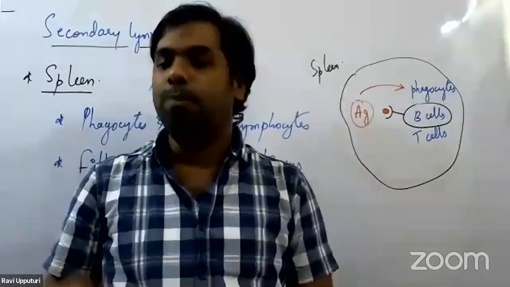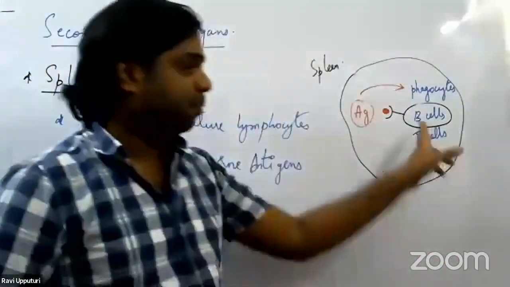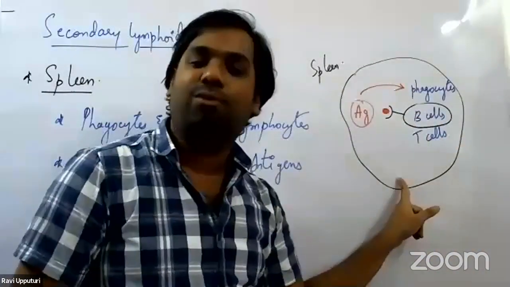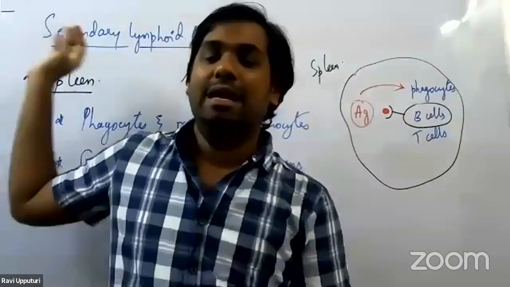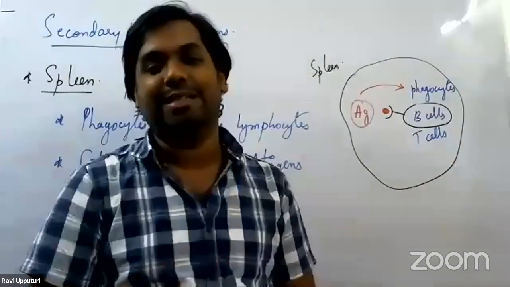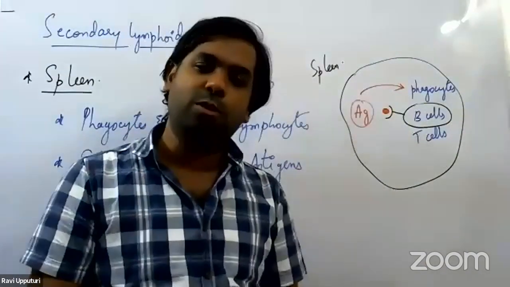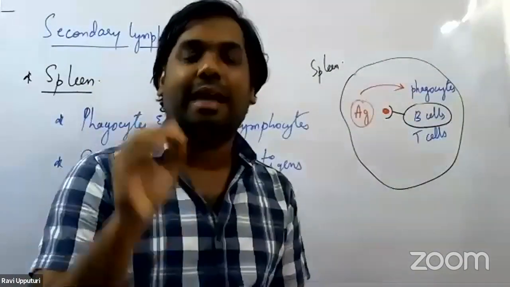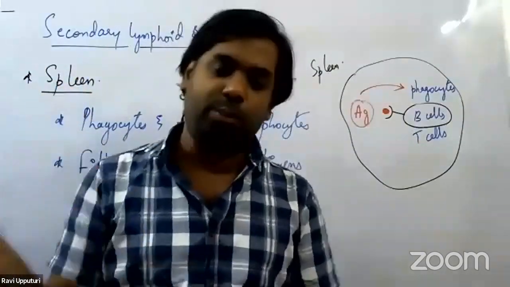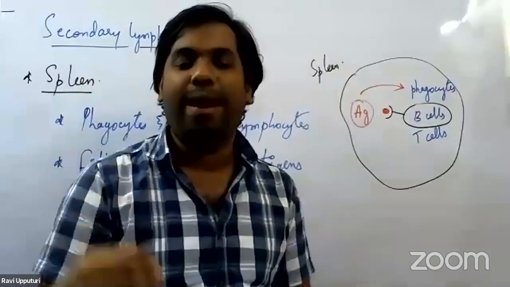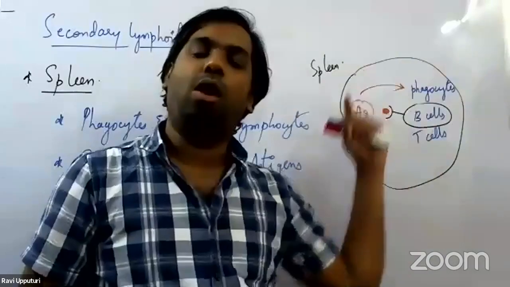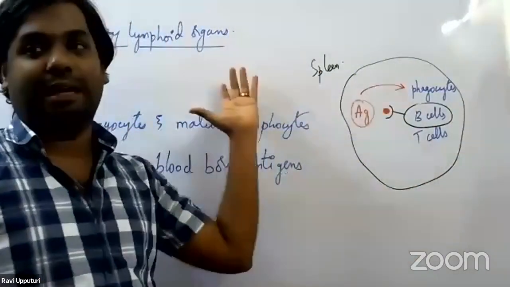Right. So the secondary lymphoid organ, the spleen, is the site where there is activation of B lymphocytes and T lymphocytes happening. So that's the reason why we have called it a secondary lymphoid organ, the site where there is activation of B cells and T cells taking place. We can also put it this way: the site where the antigens interact with the lymphocytes, either the B lymphocytes or the T lymphocytes, we call them the secondary lymphoid organs.